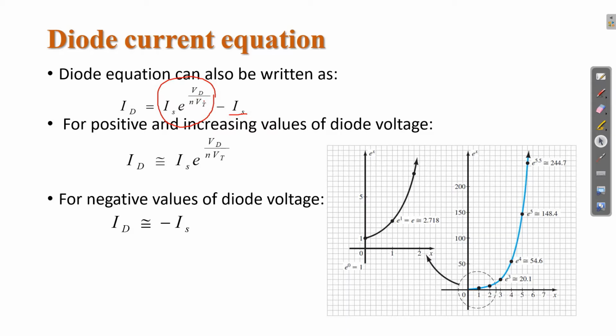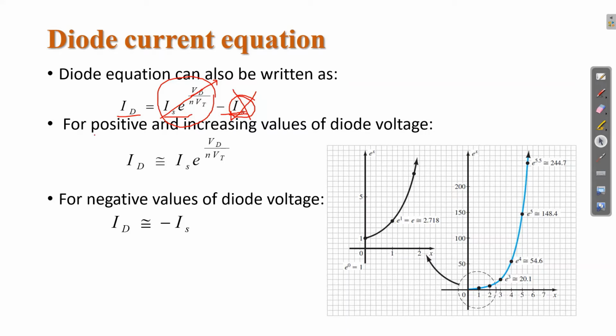In other words, I want to say that when VD increases, out of these two terms contributing to the diode current ID, this dominates, and this is so less in comparison to this first term that you can ignore this term. This term is becoming negligible as you increase VD more and more towards higher magnitude positive values.